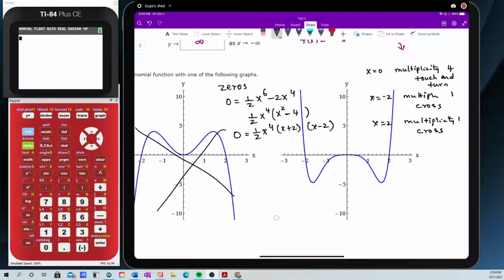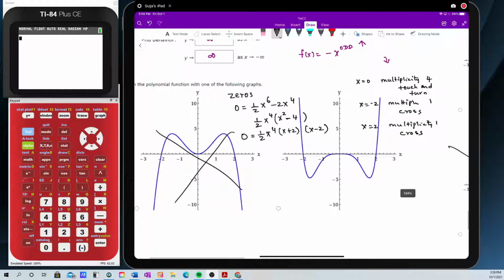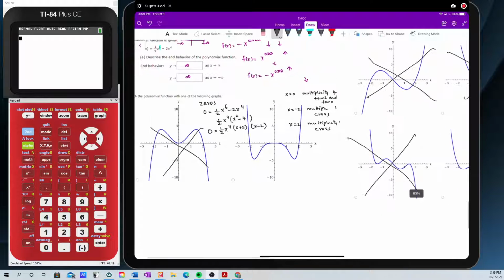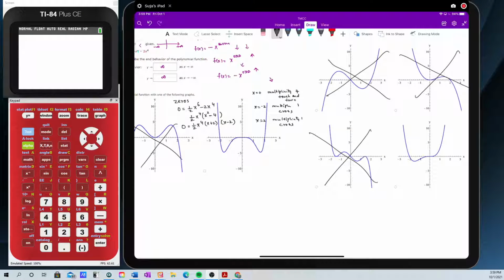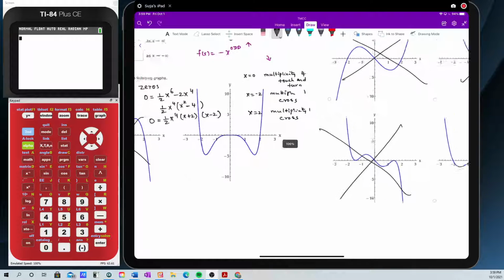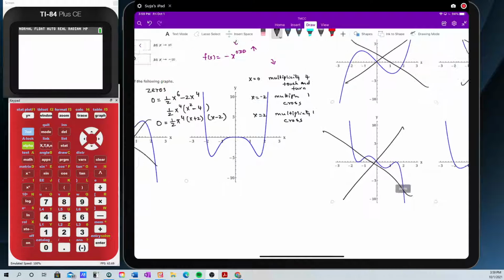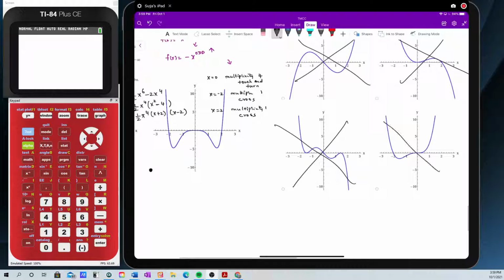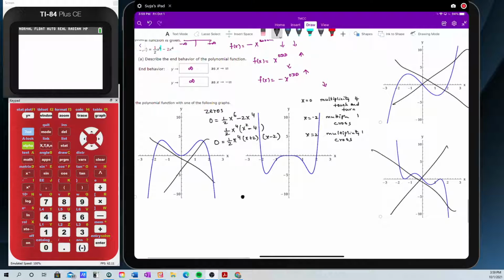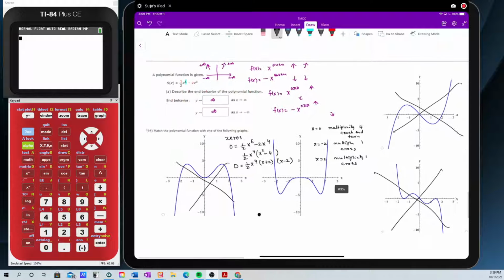So at x equals 0, it's going to touch and turn. So look here, the two functions. Facing up, but at x equals 0, it's going to touch and turn. And at x equals 2, it's going to cross. And at x equals negative 2, it's going to cross. So it's just telling me that this is the final graph. And this cannot be because it's not symmetric. That's how this should be the final graph of this function.